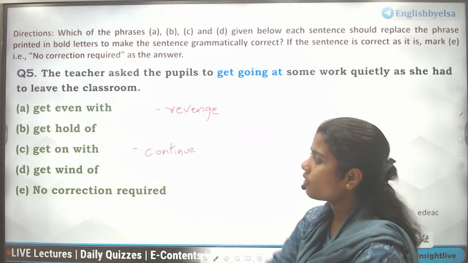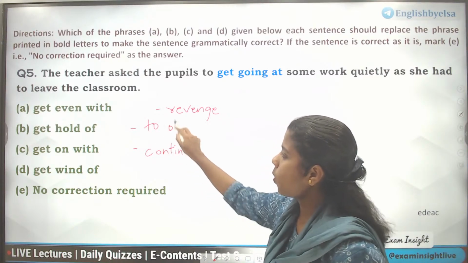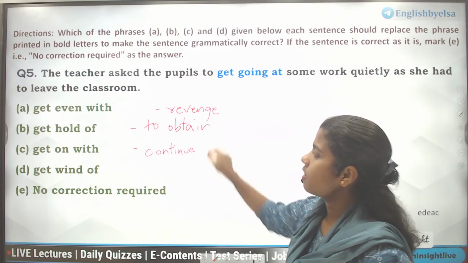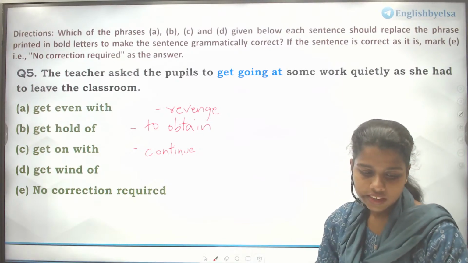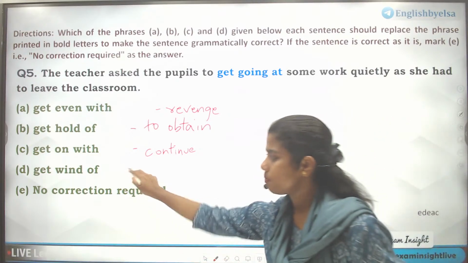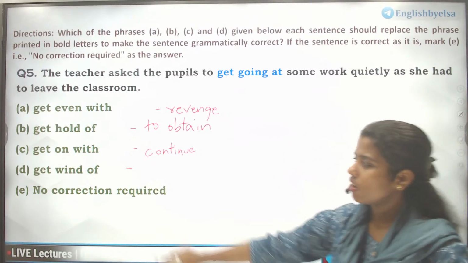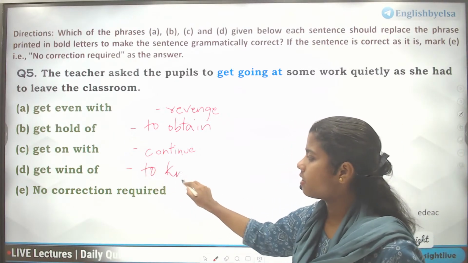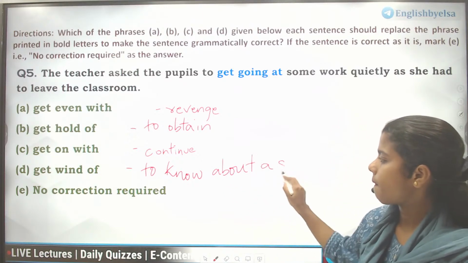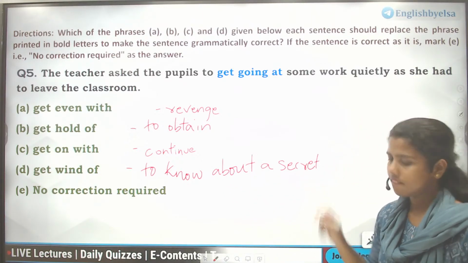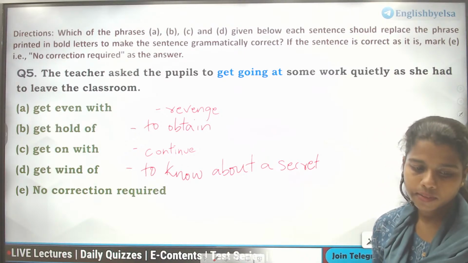Get hold of means to obtain something. Get wind of means to know about a secret. Correct?